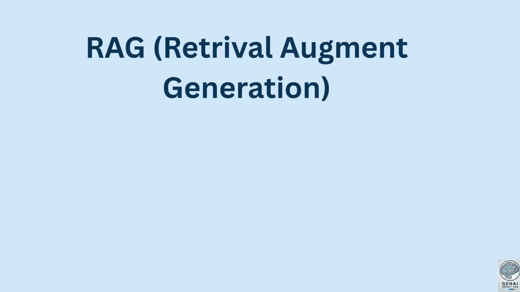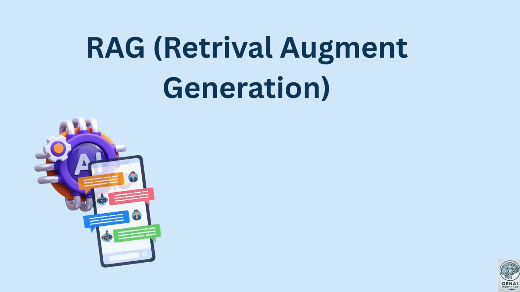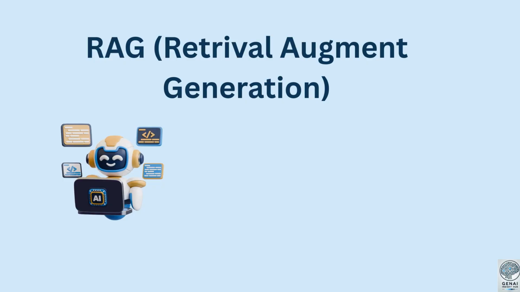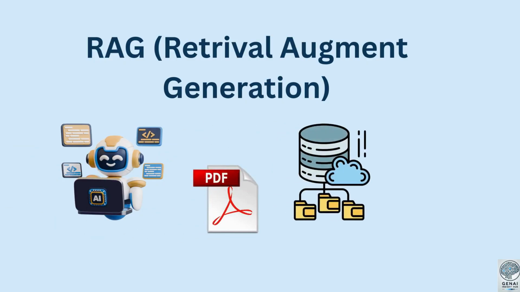First, let us understand RAG. Normally, an AI like ChatGPT only uses what it was trained on, but with RAG, the AI is connected to our own data such as PDFs, databases, or documents.